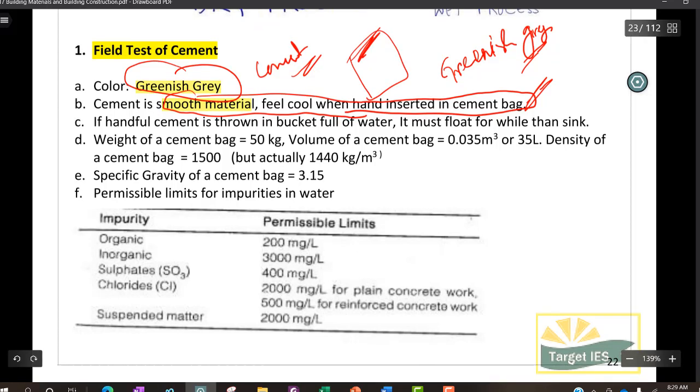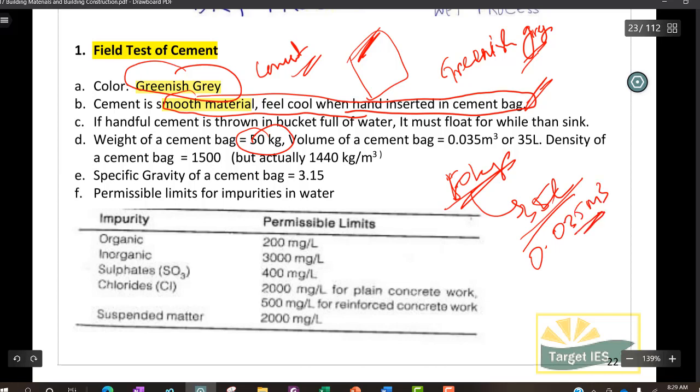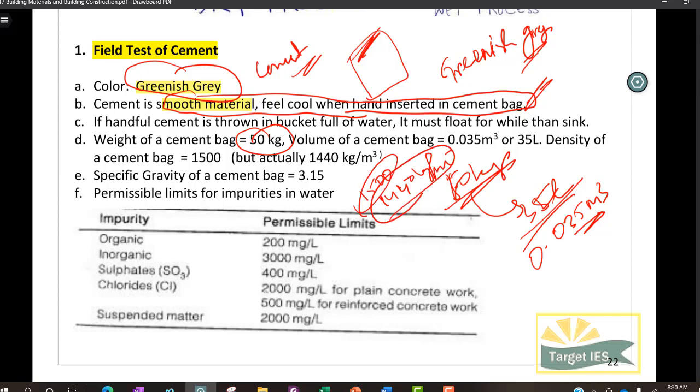Next important bit, this is a very important bit. What is the weight of one cement bag? In general it will be 50 kg. What is the volume of it? 35 liters, or in meter cube, that will be 0.035 meter cube. You will remember. And what is the density of cement? Density of cement will be 1500. Actually it is 1440 kg per meter cube. If you remember well and good, or else approximately remember 1500 kg per meter cube, and specific gravity is 3.15. Very important, you have to remember all this.